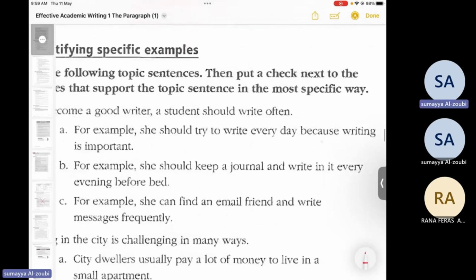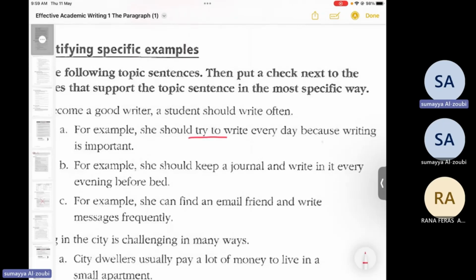Can I use this example? For example, she should try to write every day because writing is important. What do you think about this example? A student should write often. This is the controlling idea. Is this sentence a good example to explain what we mean in the topic sentence? Not at all. Actually here, the writer has restated what is said in the topic sentence. They are repeating themselves, repetition. So this is not a good example.